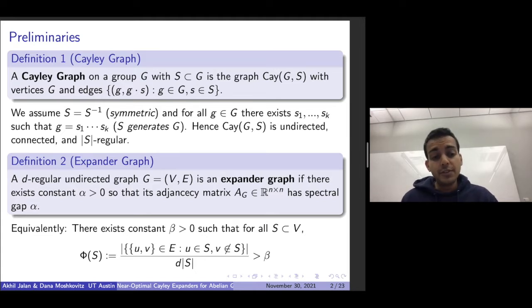So this is equivalent to a combinatorial definition, where for all subsets of the vertices, the fraction of edges leaving the set out of the overall number of edges incident to the set is bounded away from 0. So this just means that if you take a random step starting from S, then with some constant probability you'll leave. And so in that sense, the set expands.